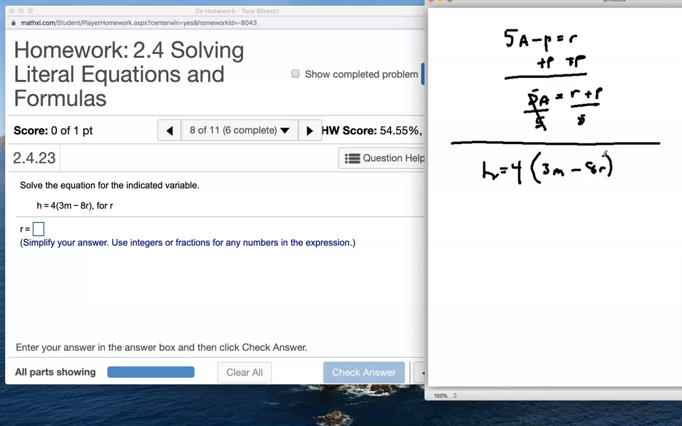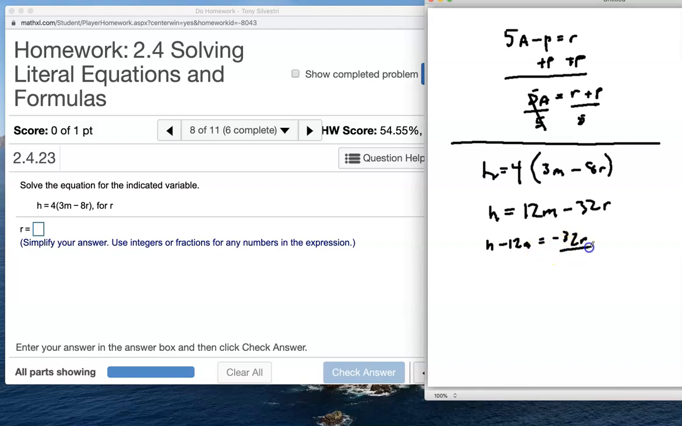First off, you've got parentheses in the problem. They have to go. I don't care what you're solving for. You've got to get rid of the parentheses. So the h is where it is. Multiply through by the 4, you get 12m. 4 times minus 8 is minus 32r. Okay, now you could solve for r. This 12m has got to go. Minus 12m on both sides. Minus 12m. And the 12m's would have canceled over here. Minus 32r.